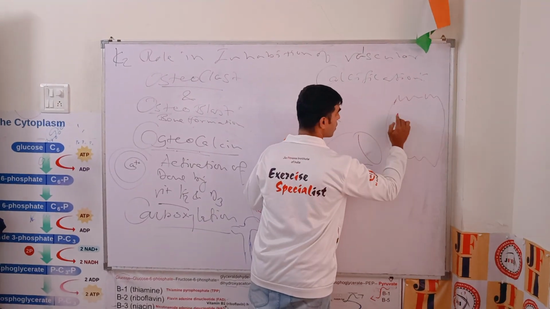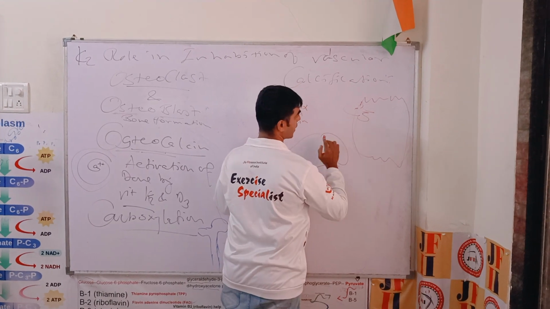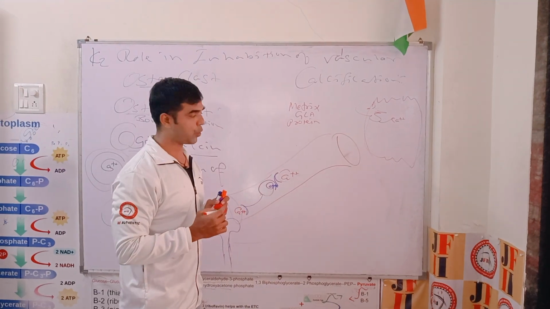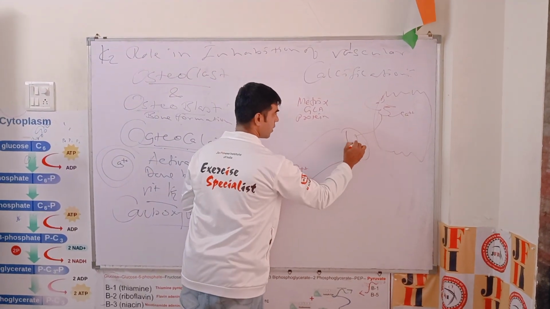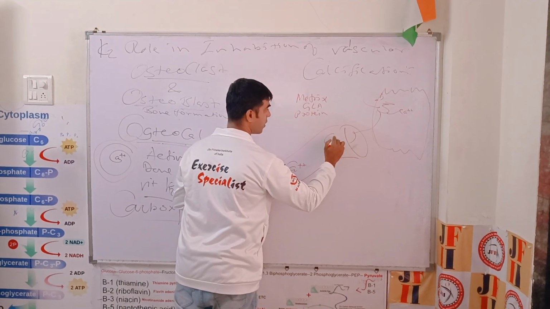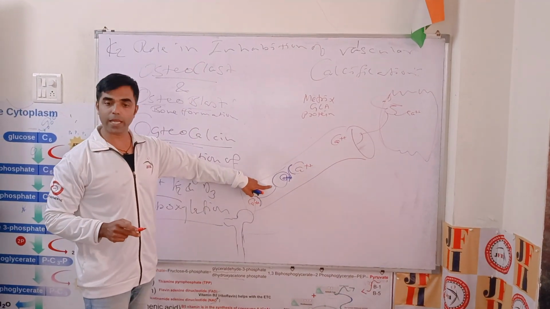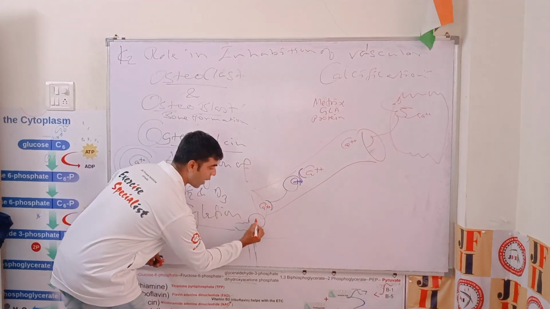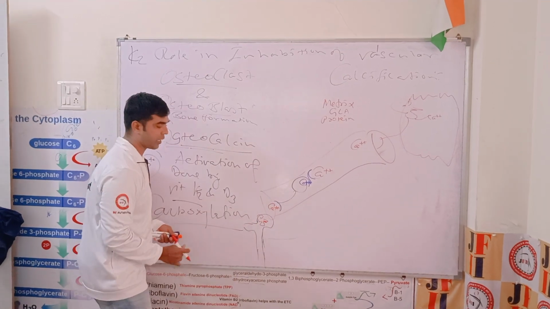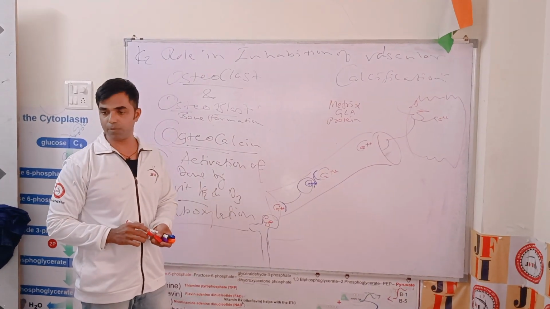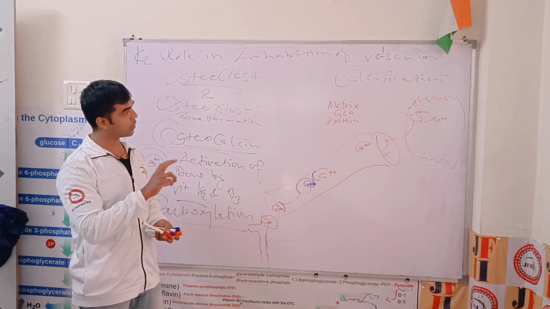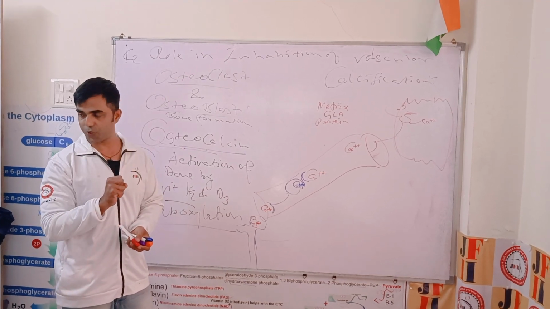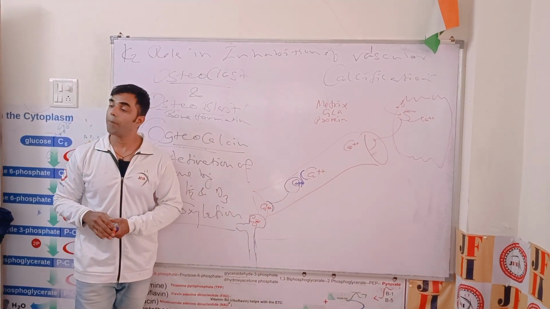So matrix GLA protein, right? It's trying to get the calcium out from the tissue, and once it is available inside the circulation, osteocalcin will bind the calcium and bring it towards the bone, whereby you will have matrix GLA protein depositing this calcium inside the bone. Right? So you understood the matrix GLA protein's role? Yes. Removing the calcium from the tissue and depositing inside the bone.